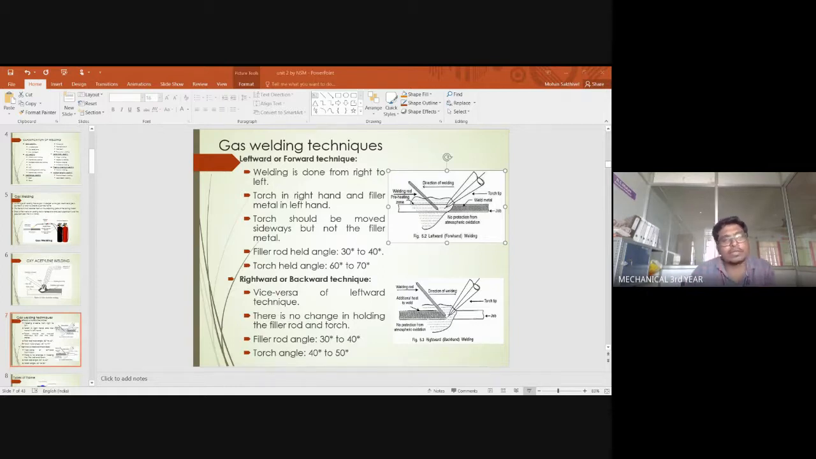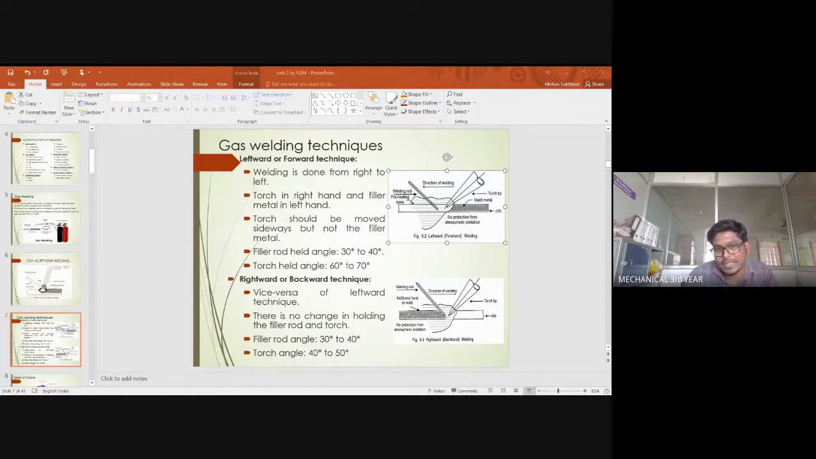In this flame we have two different cones available. One is the outer cone and the other one is the inner cone. The inner cone temperature is given here. It should be maintained at 3300 degrees Celsius, and the outer envelope is quite lesser when compared to the inner envelope. It is maintained at 1260 degrees Celsius. The inner cone produces heat and the outer cone protects the molten metal from the oxidation reaction.